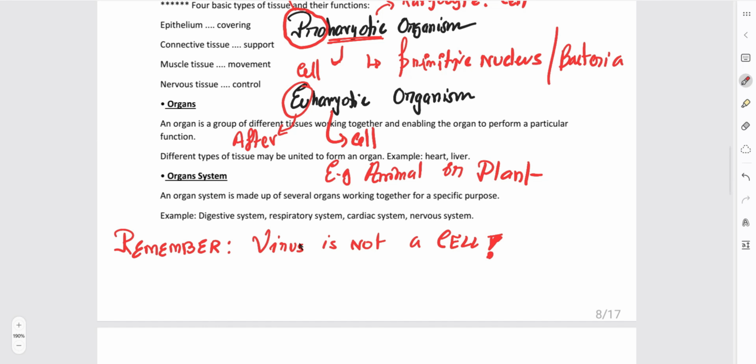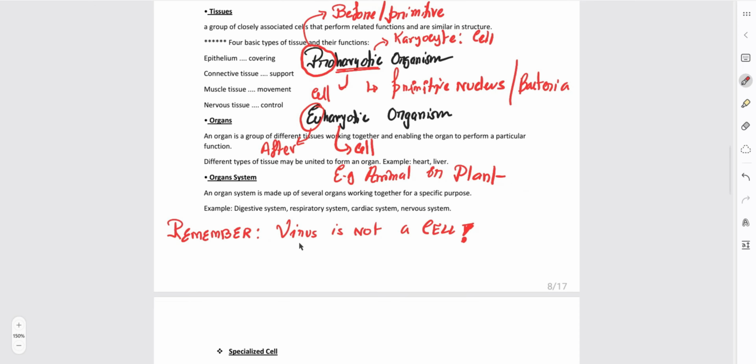They sometimes try to confuse you whether a virus is a cell or not, or whether a virus is living or not, but no. A virus is not a living thing, and a virus is not a cell, right? We say it is an acellular structure. So this is everything regarding cellular organization.